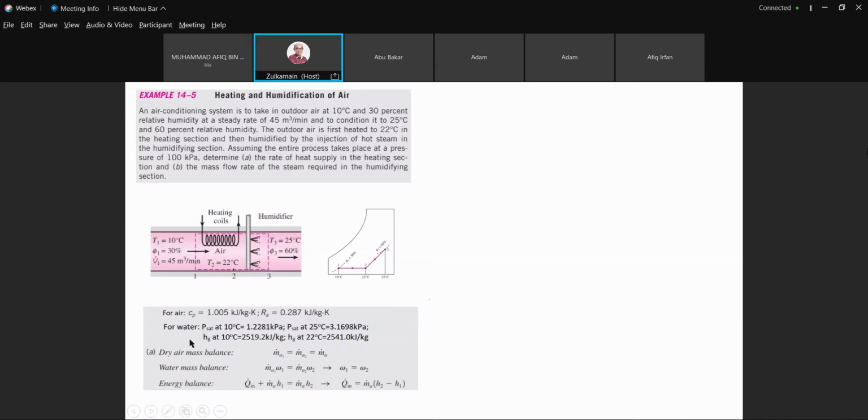In this case, we have the P sat at 10 degrees C and the P sat at 22 degrees C, and this is the Hg at 10 degrees C, and this is the Hg at 22 degrees C. To calculate Q12, this is the formula: Q in at the heating section is m dot a times (H2 minus H1).